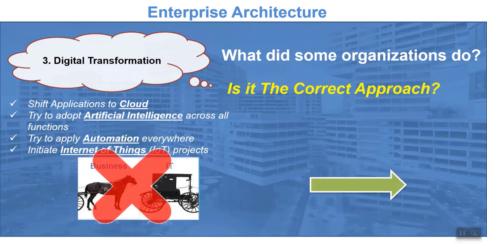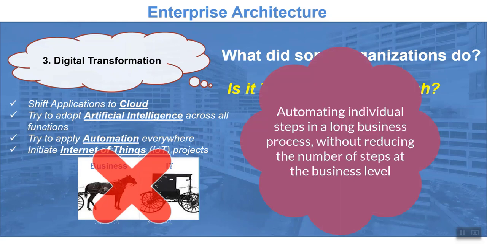Another example is applying automation to a business process that has 20 steps without visiting the business side. So let's say that instead of 20 steps, the process can be completed within 4 steps or 5 steps. So improving the business side will have significant impact on the overall process. However, automating the individual 20 steps still will not introduce that significant improvement.